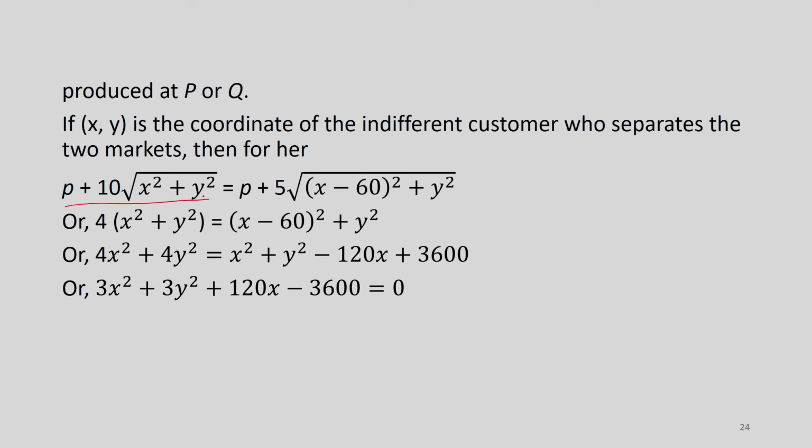this p plus 10 multiplied by root over x square plus y square, remember, is the price she has to pay if she buys from P, and on the right hand side is the price if she buys from Q. So, for her these two prices are the same. Therefore, she is indifferent. That is the thing we have written here, that for her the two prices are the same. And if we simplify this, we get this expression: 3x square plus 3y square plus 120x minus 3600 is equal to 0.